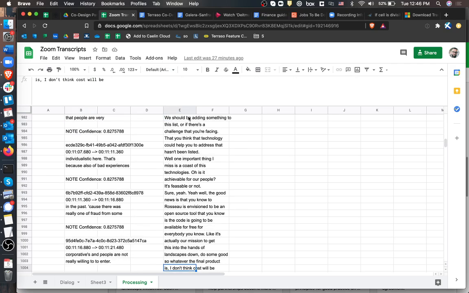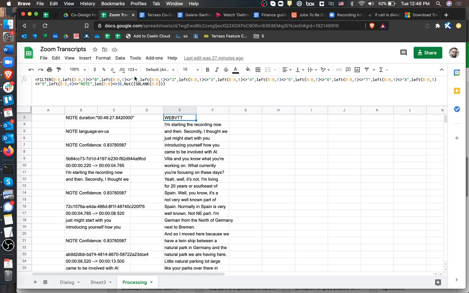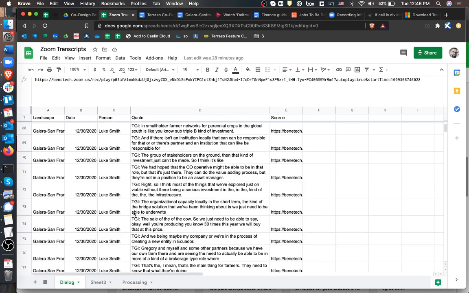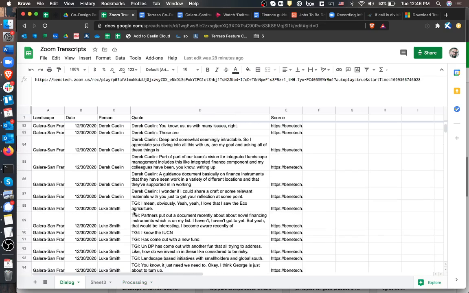and then I used a formula to strip out any irrelevant data, timestamps and confidence stamps and all this other machine-readable stuff that isn't really useful for humans. And then I pulled it over into a spreadsheet so that I could filter by the speaker, or the date that something was happening, or the person who was speaking.